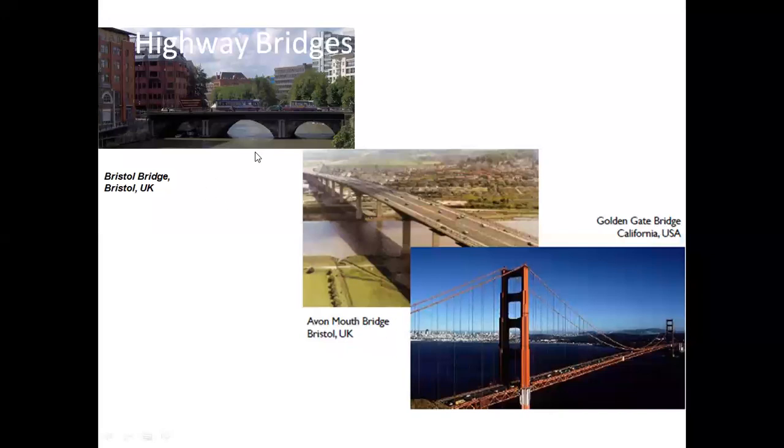Understand? So based on material and fabrication, the bridges can also be classified. Now, highway bridges. These are the examples of a few bridges in UK, like Bristol Bridge and Avonmouth Bridge. I think many of you know about Golden Gate Bridge, which is a suspension bridge.